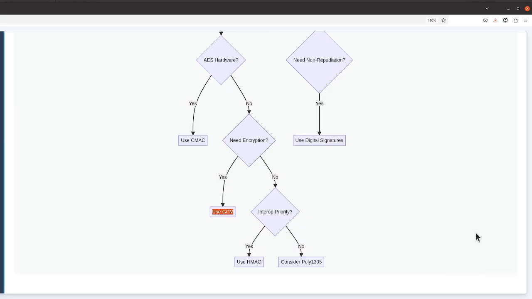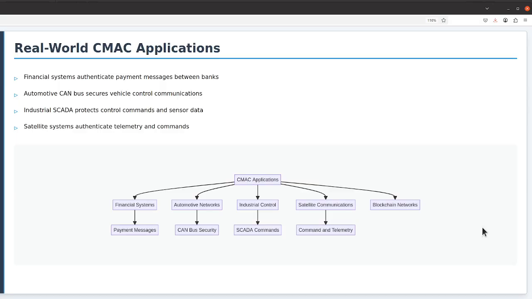The decision often comes down to your specific requirements. What cryptographic primitives do you already use? What hardware acceleration is available? What are your performance requirements? What level of standardization and interoperability do you need? For new cloud-native applications with modern infrastructure, CMAC with AES-256 is an excellent choice that provides strong security with good performance. Real-world CMAC applications.